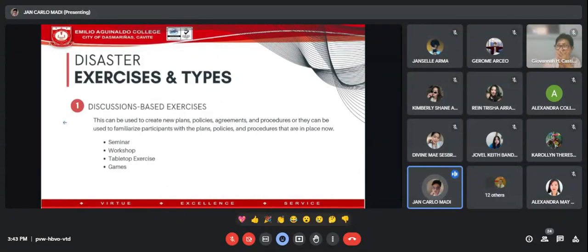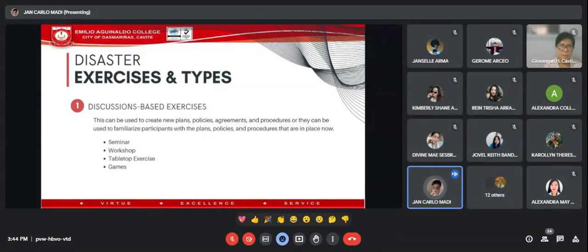So dito naman po sa types of disaster exercises and types, meron po tayo una-una, discussion-based exercises. So sabi po dito, this can be used to create new plans, policies, agreements, and procedures, or they can be used to familiarize participants with the plans, policies, and procedures that are in place now. So yan po, based po sa root word niya, discussion po. So nagpo-focus lang po ito sa discussion. Then, yung content po nito is yung seminar, workshop, tabletop exercise, and games.